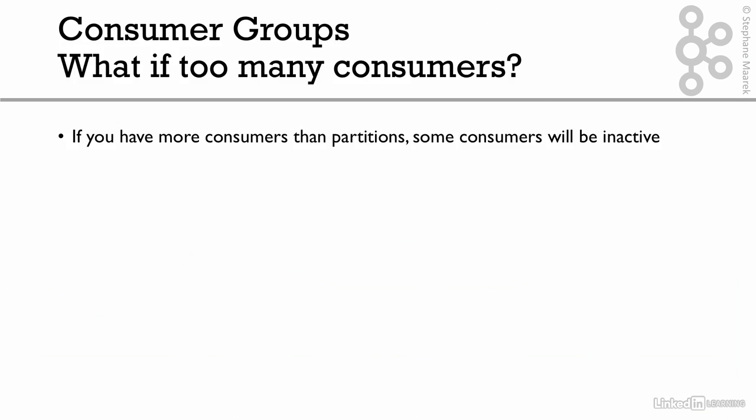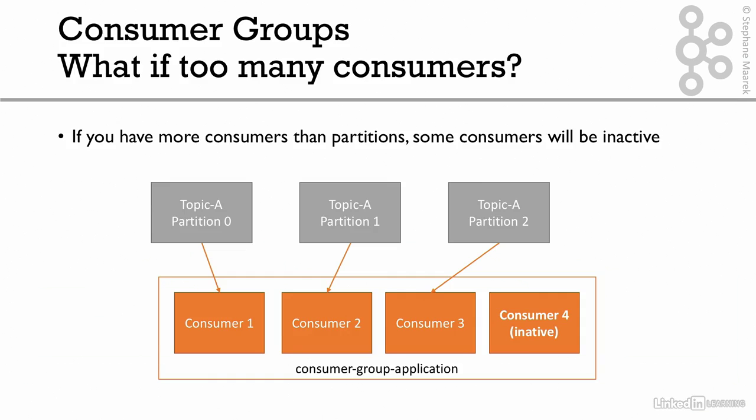Well, if you have more consumers than partitions, as I said, some consumers will be inactive. So here's an example. We have 4 consumers in our application, and only 3 can read from partitions because we only have 3 partitions to read from. So the 4th consumer is here to be inactive. Sometimes you may want that because say you lose consumer 3, like the application just stops or the machine shuts down, then consumer 4 can take over right away. This is the only case where you would want this, okay?